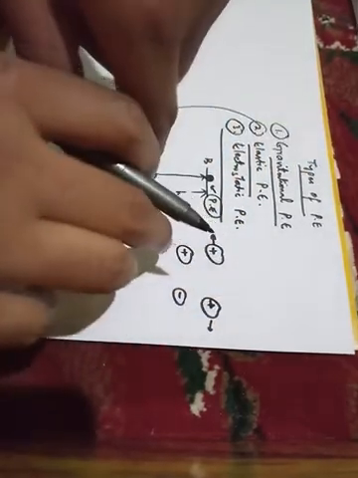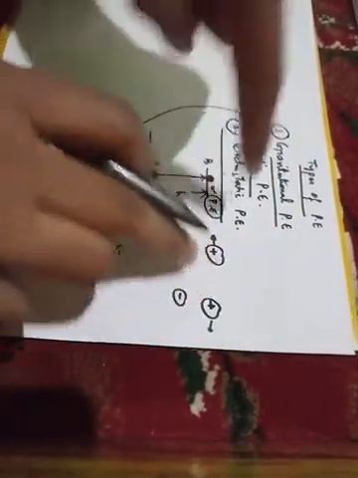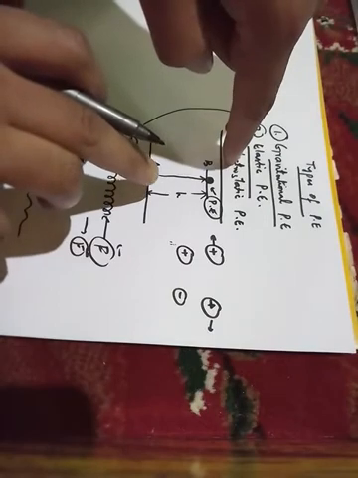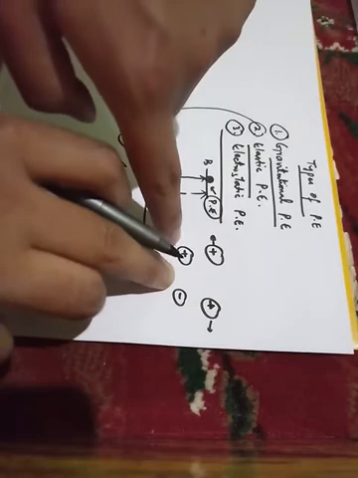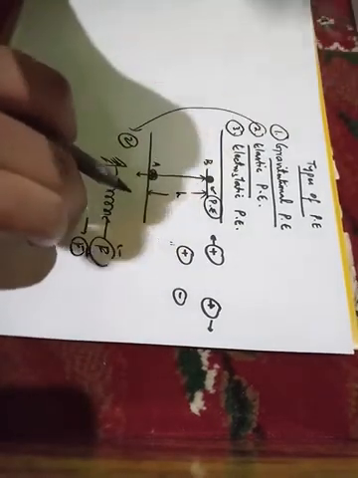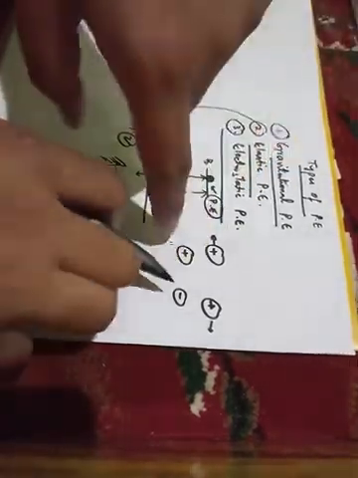Some work has to be done. That work is stored in the form of an energy. That energy is called electrostatic potential energy. Are you getting me? So in the same case, to repel this system, we have to do work. That work is stored in the form of an energy.